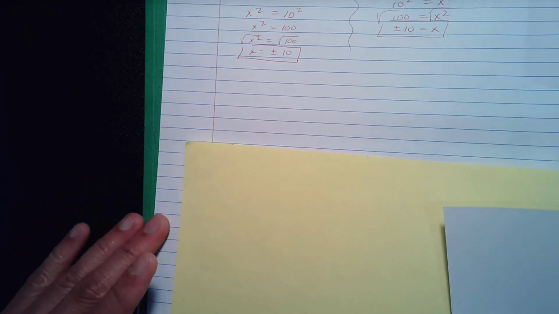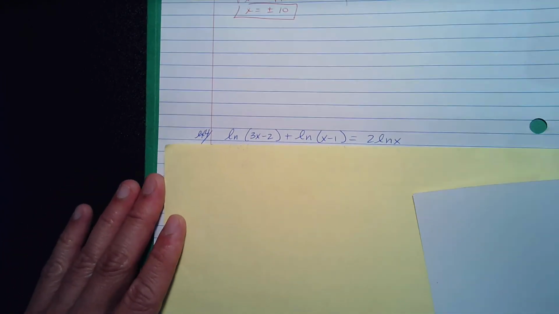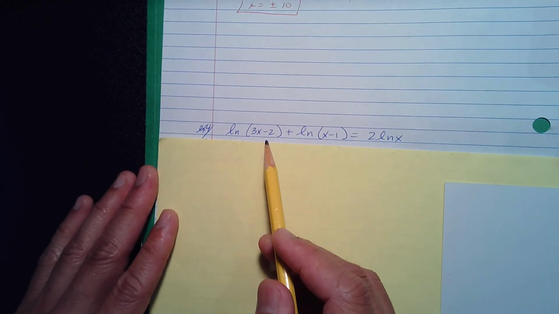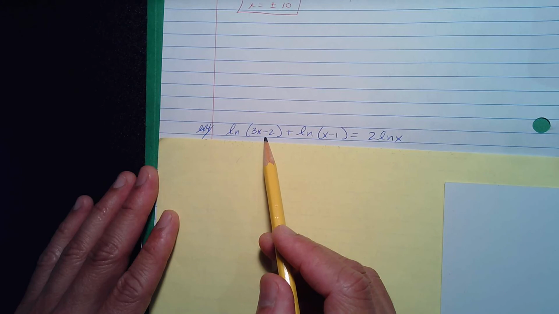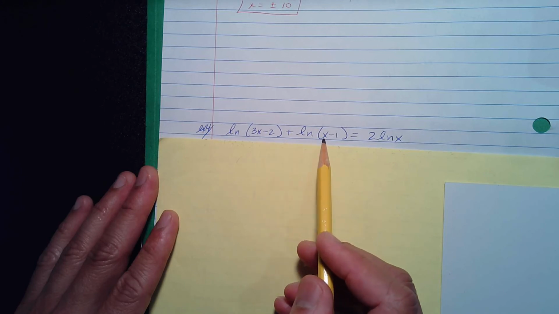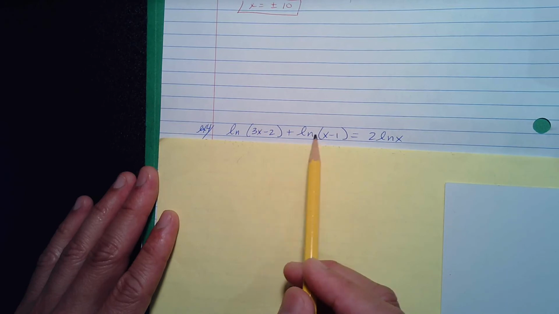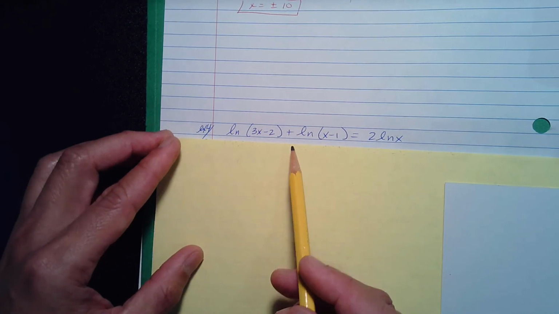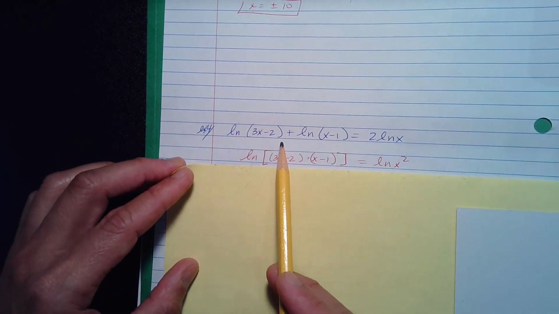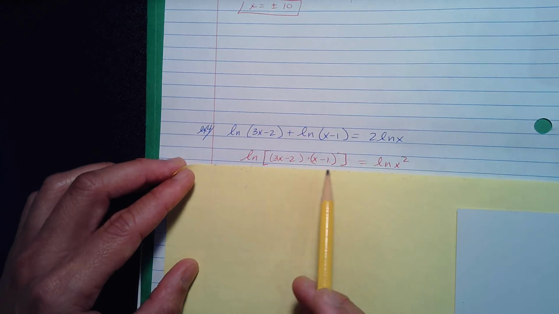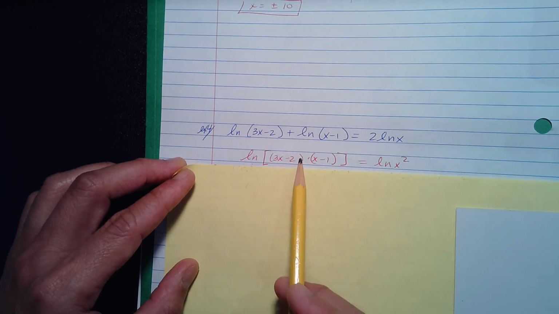All right, example 4. We have ln of 3x minus 2 plus ln of x minus 1 minus 2 ln x. Well, I'm going to condense this. We condensed in the last section. So when we condense, we use the product property. So this is equivalent to this.